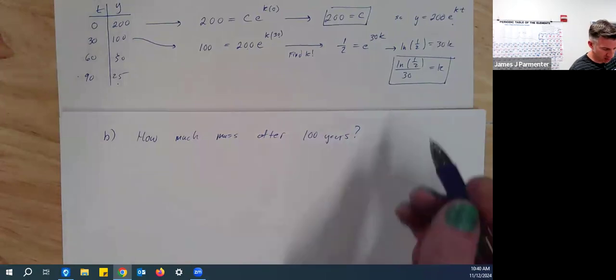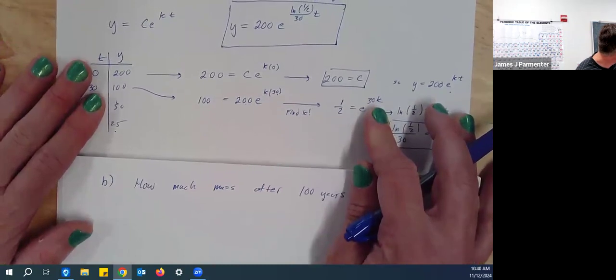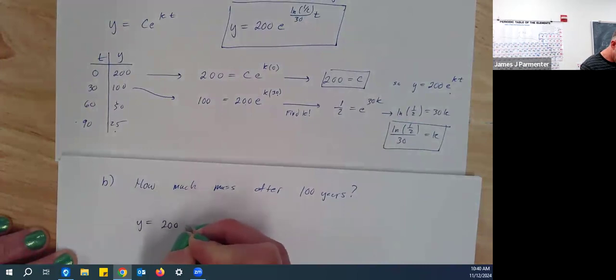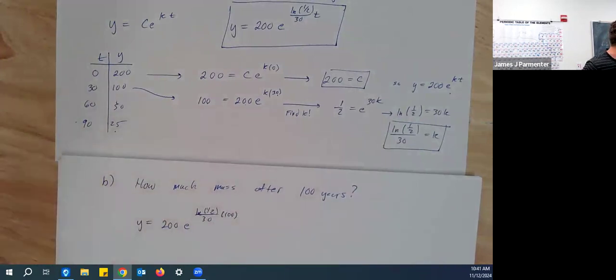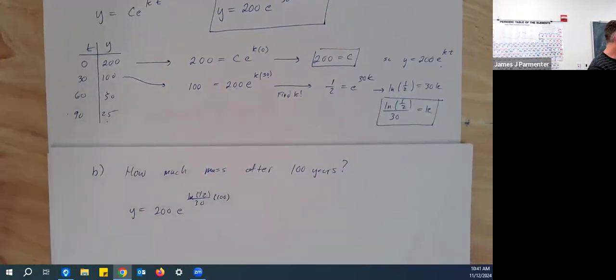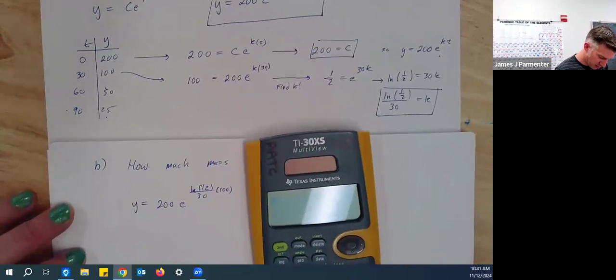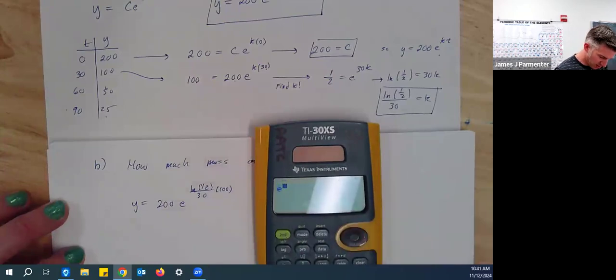But we can just answer the question by plugging in 100 to our model, which we can't quite see. Sorry about that. So you just plug in t equal to 100. We're going to get y equal to 200 e to the natural log of 1/2 over 30 times 100. These ones always feel pretty unsatisfying because there's not much more you can do other than get out your calculator and find the answer. If we get out a calculator, I guess we can do it. Let's see here. So let's just skip the 200. We've got e to the natural log of 1/2.